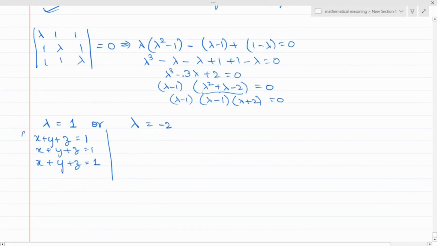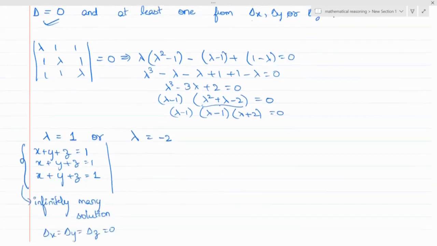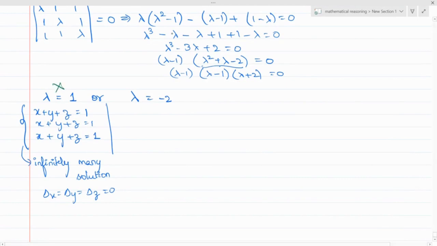What is this? This gives infinitely many solutions, right? Here, what is the condition for delta x, delta y, and delta z? Here, all the three are equal to 0. But for the inconsistent or no solution case, at least one should be not equal to 0. Therefore, lambda cannot be equal to 1. So basically, lambda equal to minus 2 is going to satisfy this.